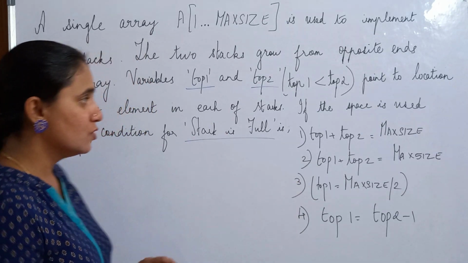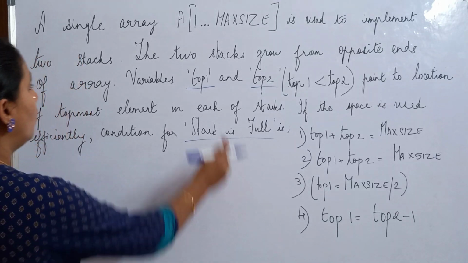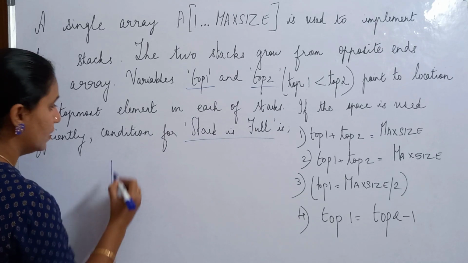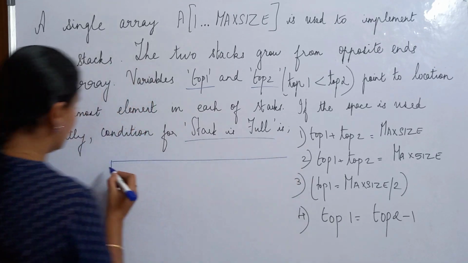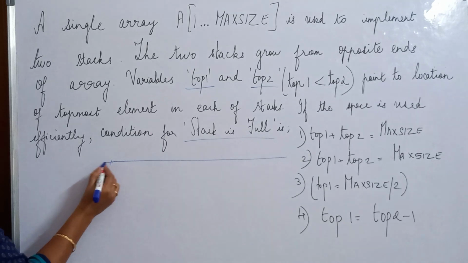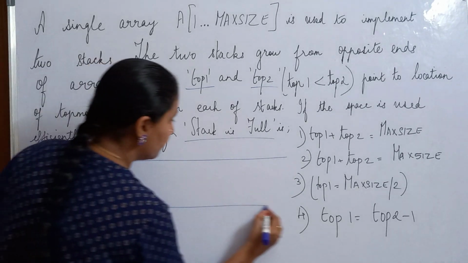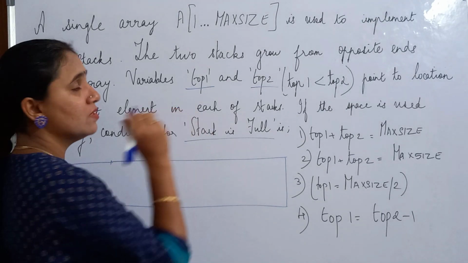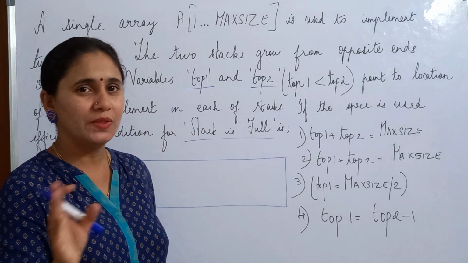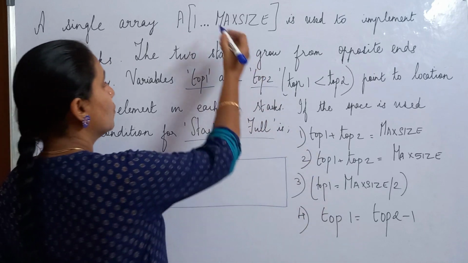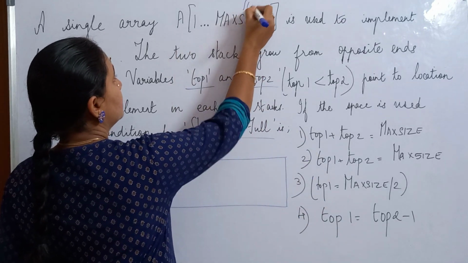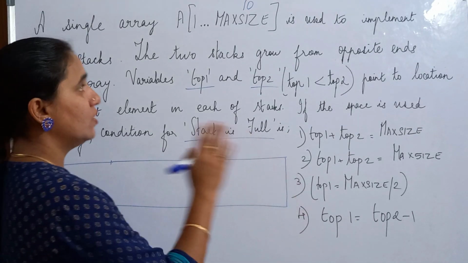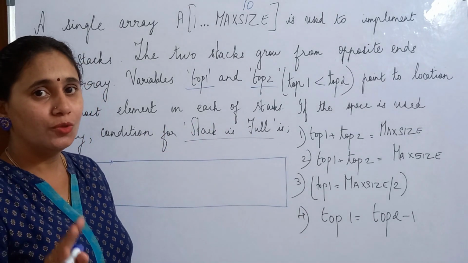Shall we implement it? Now watch keenly. What are we going to implement? A single array. This is going to be an array. For example, suppose I am going to store 10 elements in an array. Let the max size be 10, so 1 to 10 elements I am going to store. So the maximum size of the array is going to be 10.